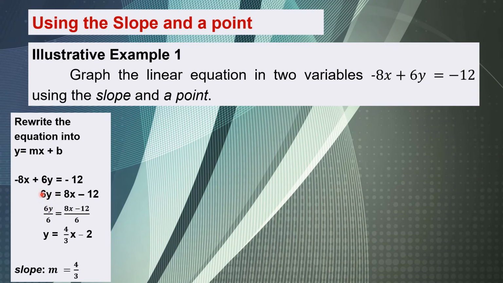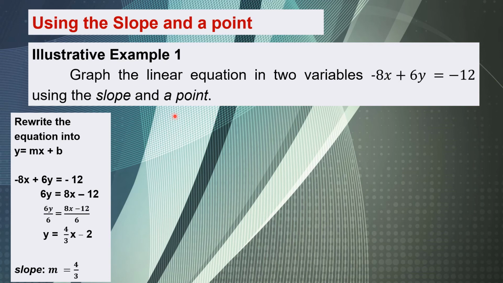Para matanggal yung 6 dito, at y lang ang matira, kailangan natin mag-divide both sides by 6. 6y divided by 6 is equal to y. 8x divided by 6 is 4 over 3x. Then negative 12 divided by 6 is negative 2. Thus, our slope here is 4 over 3. Ang ating m ay 4 over 3.